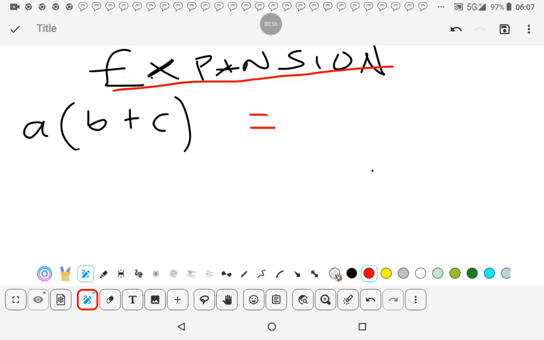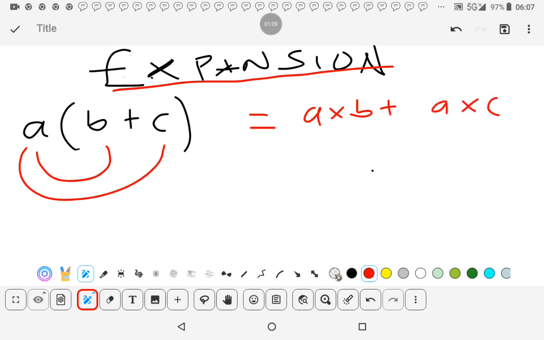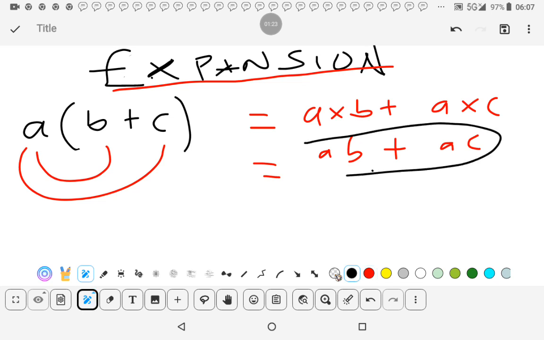This will be equal to a times b. You bring your sign, which is plus, and also a times c. So a times b will give you ab, and a times c will give you ac. So this is the expanded form, and this is how you expand.